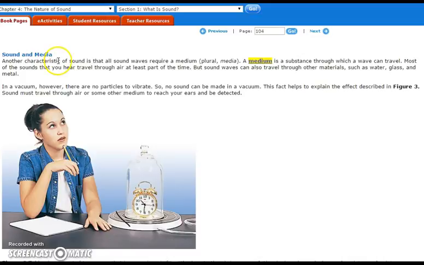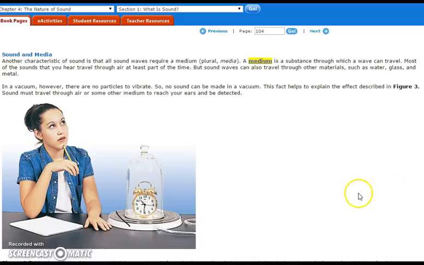So, another characteristic of sound is that all sound waves require a medium, the plural of which is media. Now the medium, as we learned also in the last chapter, is what a wave travels through. So, mechanical waves need a medium. The electromagnetic waves we looked at do not. But sound, being a mechanical wave, needs a medium.